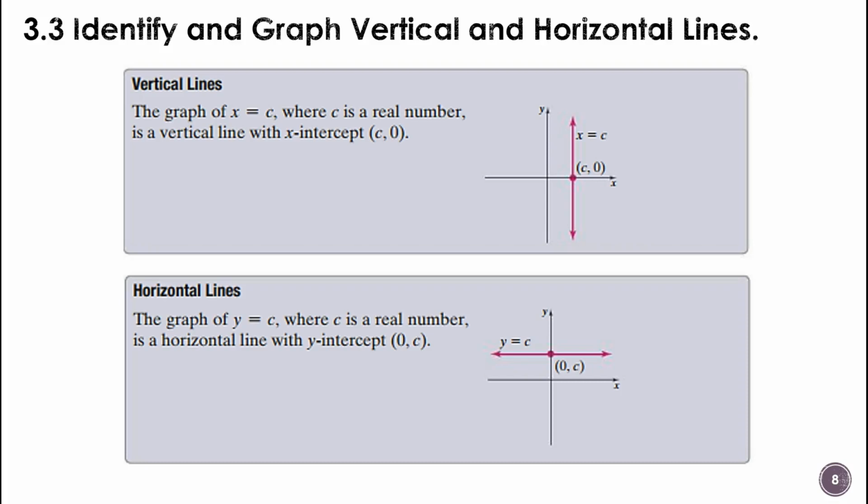Hello, so we're still on section 3.3 and we're going to be identifying and graphing vertical and horizontal lines. The big thing here is learning to recognize a vertical line versus a horizontal line, or just knowing that you even have these two options. It says that x equals c is a vertical line. I like to say x equals a number. That's going to be the graph of a vertical line that goes through the x-axis at (c, 0). And then on the y, we have y equals c, or y equals a number.